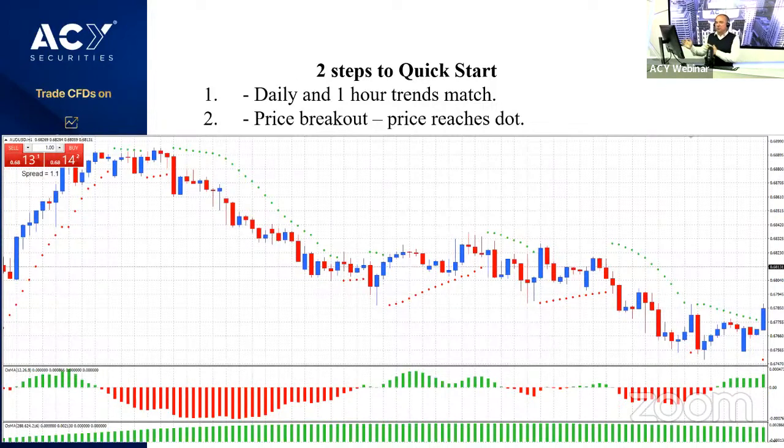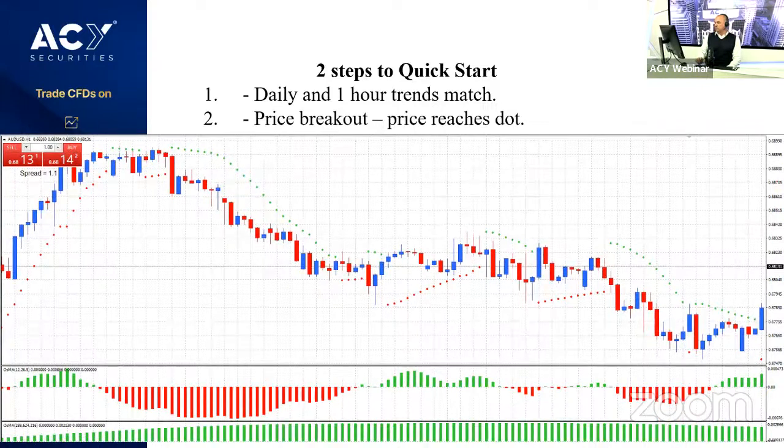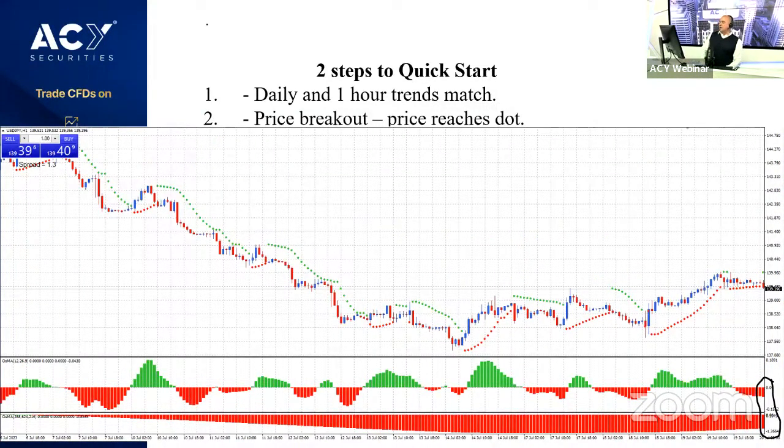Because next what I'm going to do is go into the chart. Okay, so what I want to show you now very briefly is, what happens if we're looking for the opposite? So if we're looking for a sell trade setup or going short.